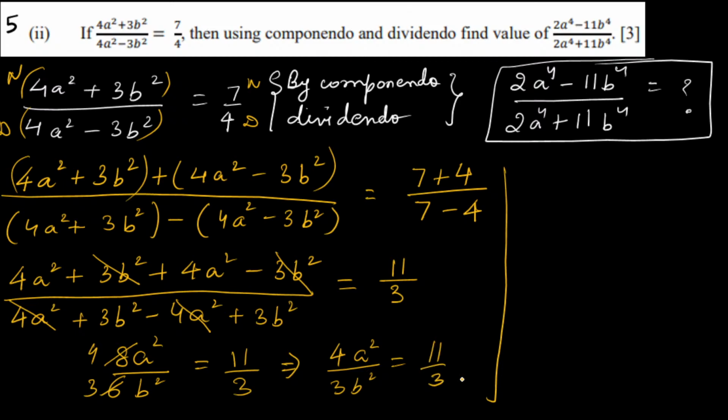So what's the value of 4a square by 3b square? See now, these numbers, let's shift to the other side. If I shift 4 to the other side, see here I just want a square by b square. When I shift 4 to the other side, it will get divided, because this is one full fraction we are shifting to the other side. Whenever we are shifting a fraction to the other side, we just have to take the reciprocal of the fraction. So this will become 3 by 4.